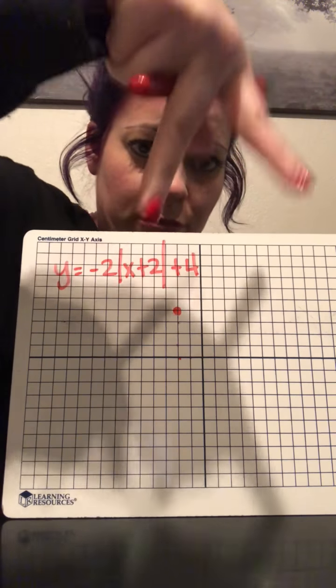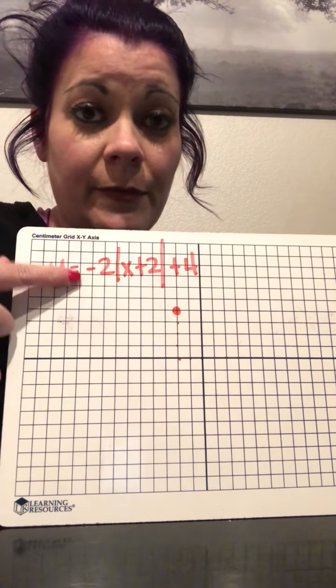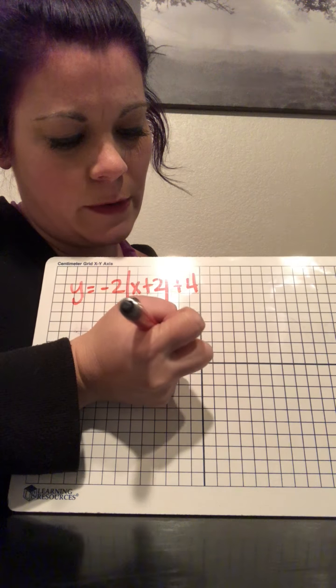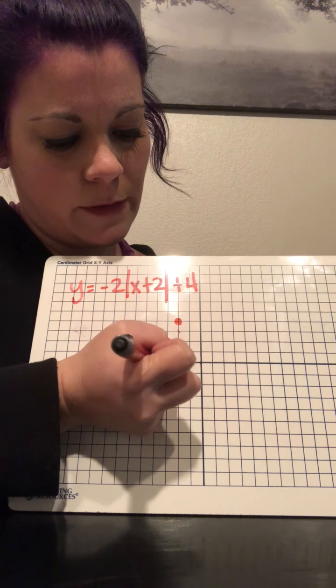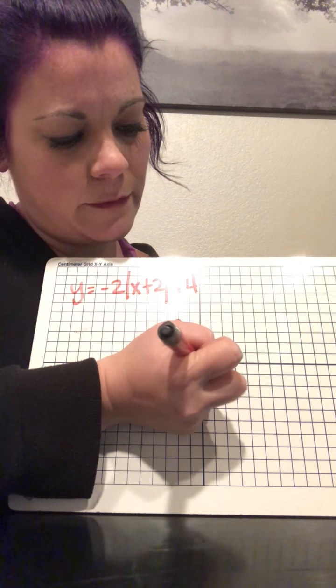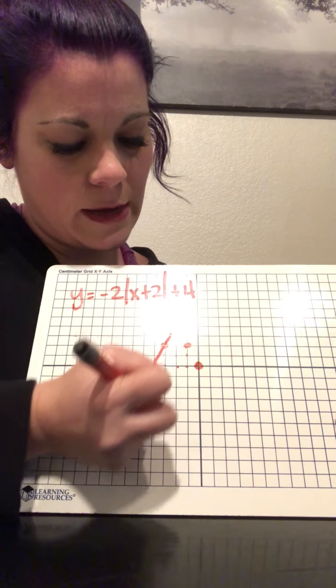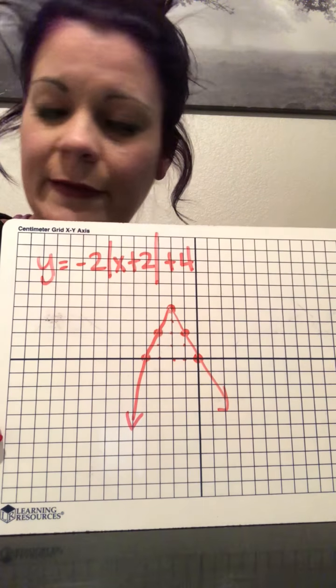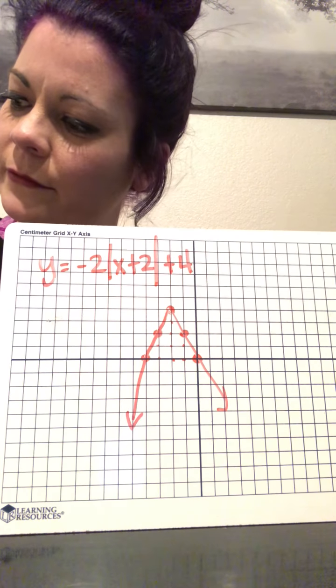And remember, it's going to go down, and the slope is going to be 2, negative 2. So down 2 over 1, down 2 over 1, and so on, and then we have the graph. Okay, so that's how you do that.